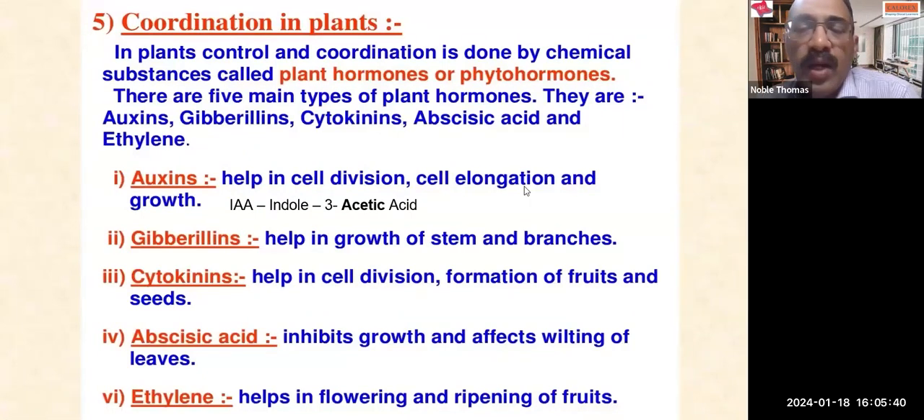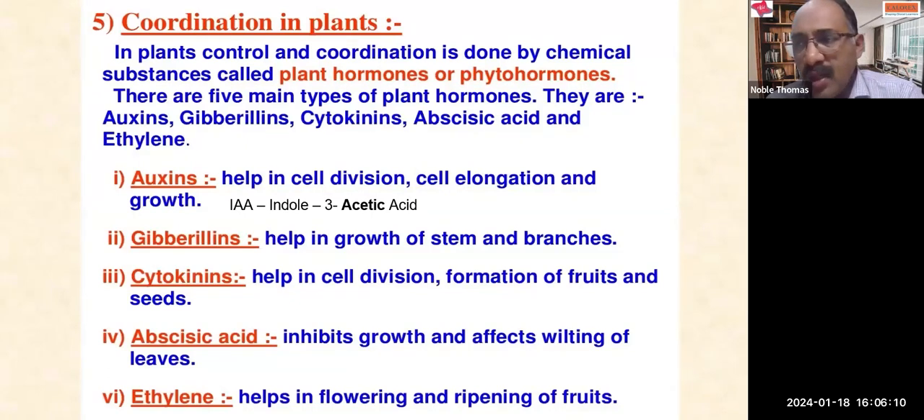There are 5 major plant hormones. They are auxins, gibberellins, cytokinins, abscisic acid, and ethylene. Out of these, the first 3, which are auxins, gibberellins, and cytokinins, are called growth promoters. Why? Because they are essential for promoting growth, and when the plant is growing actively, these chemicals are produced in the plant. Whereas abscisic acid and ethylene are growth retarders.